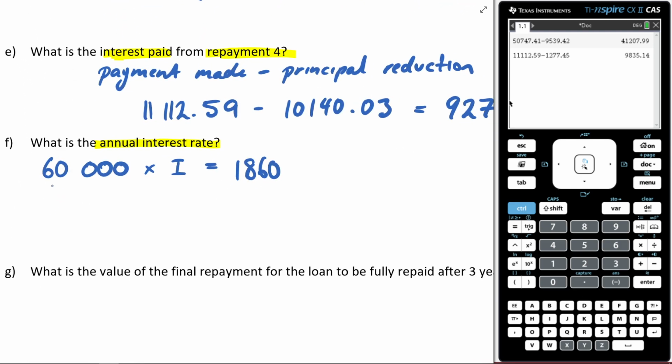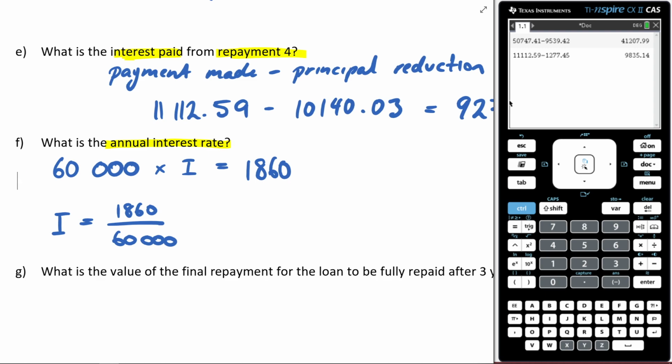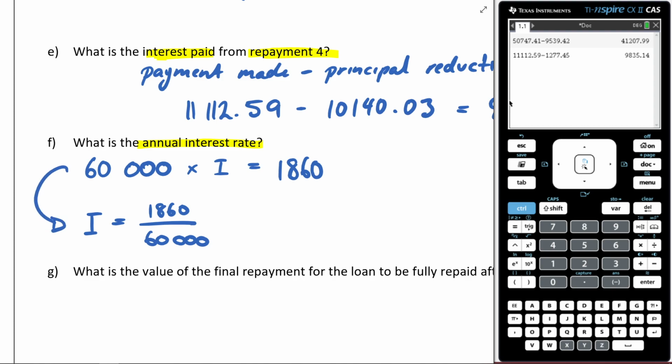If I take the balance of the loan and times it by my interest rate, I'll get 1,860 for the first half year. I could therefore say that my interest rate is going to be equal to 1860 divided by 60,000. And this is something we can take to the bank. I've simply rearranged that first line to make this line. So my interest is this divided by that.